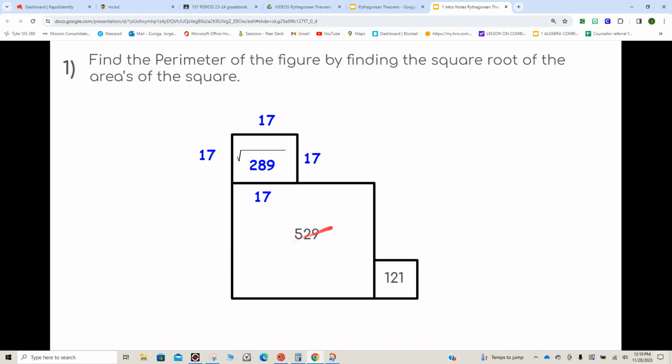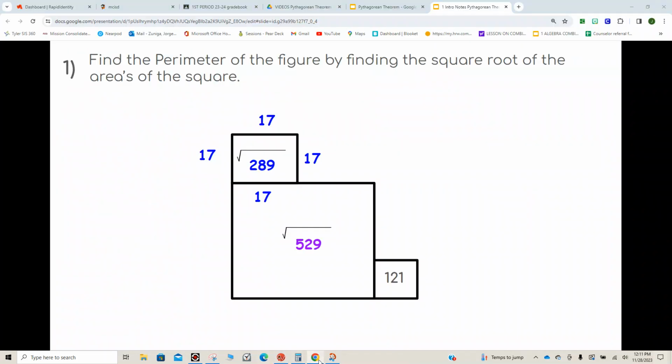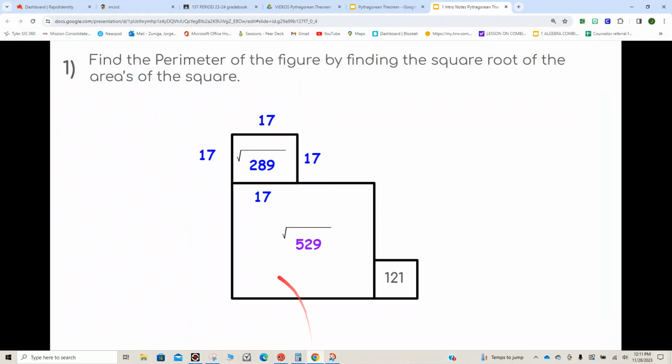Now, we want to know what is the measure of the sides for the bigger one. So what is the square root of 529? Go to your calculator. Press this button and this button right here. And we're going to go ahead and put the square root of 529. And we get 23. So on your notes, this is 23, and then this is 23.